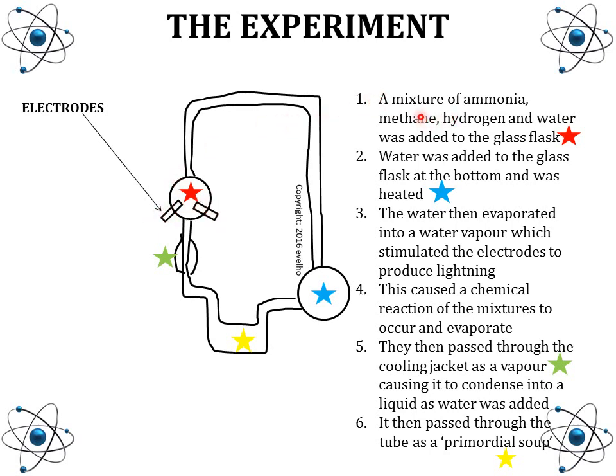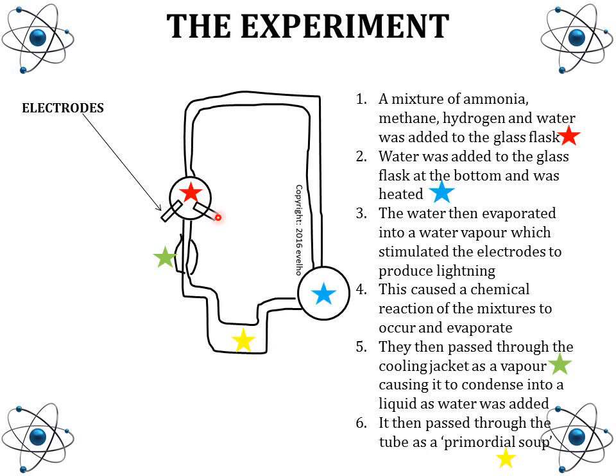Firstly, the mixture of ammonia, hydrogen, methane and water was added to this glass flask here. Then water was added to the glass flask at the bottom here and was heated using a heat source, which could be a Bunsen burner, for example. As this water was heated, it evaporated into water vapor, which flowed through here and stimulated these electrodes to produce lightning.